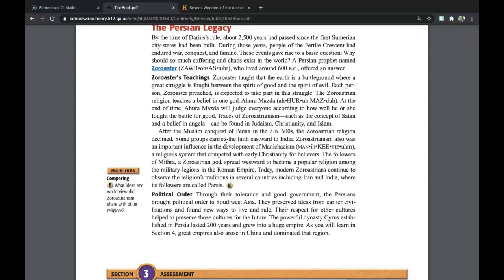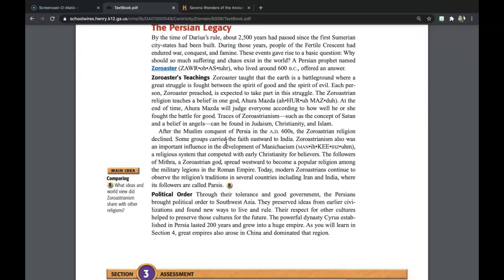Traces of Zoroastrianism, such as the concept of Satan and a belief in angels, can be found in Judaism, Christianity, and Islam. After the Muslim conquest of Persia in the AD 600s, the Zoroastrian religion declined. Some groups carried the faith eastward toward India, and Zoroastrianism also was an important influence in the development of Manichaeism, a religious system that competed with early Christianity for believers.